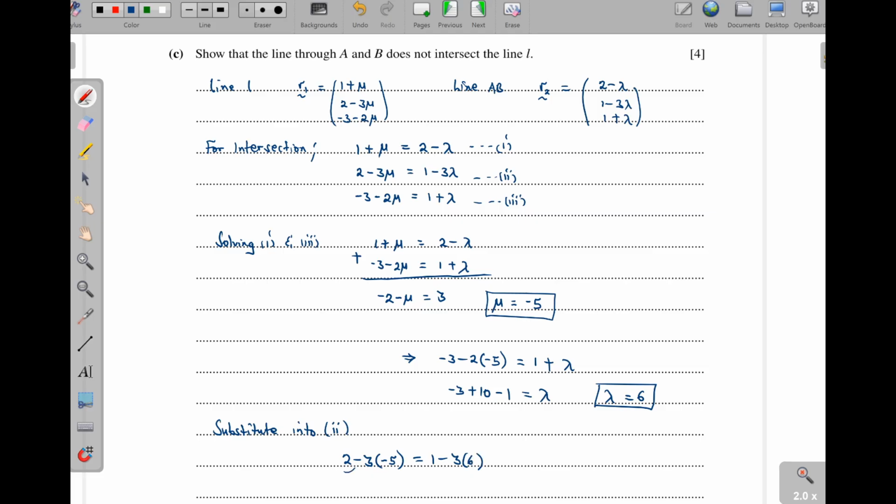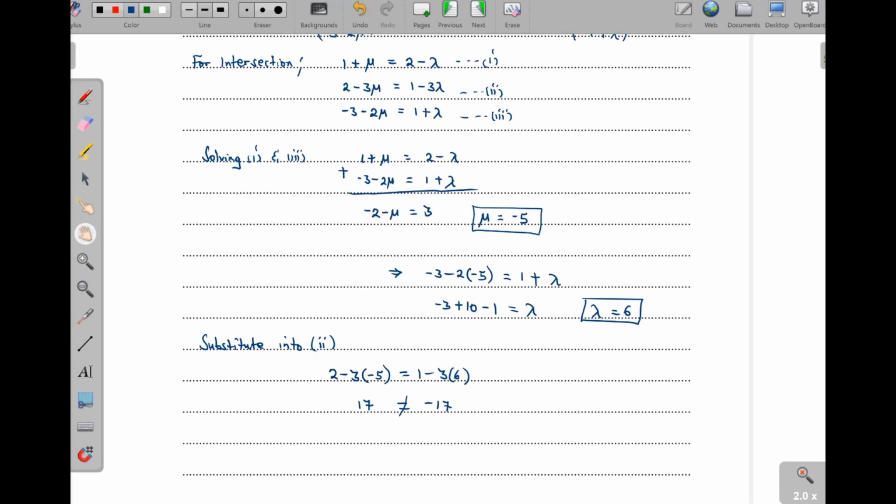So this is 2 plus 15, that is 17. Is it the same this side? This is 1 minus 18, that is negative 17. So these two are not equal. Okay? So since the two values we have gotten do not satisfy all the three equations, then the lines do not intersect. So therefore, L and AB do not intersect.